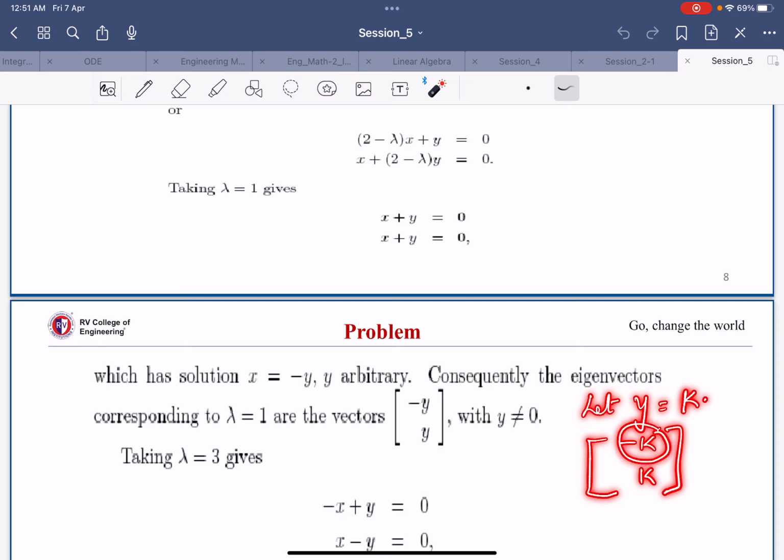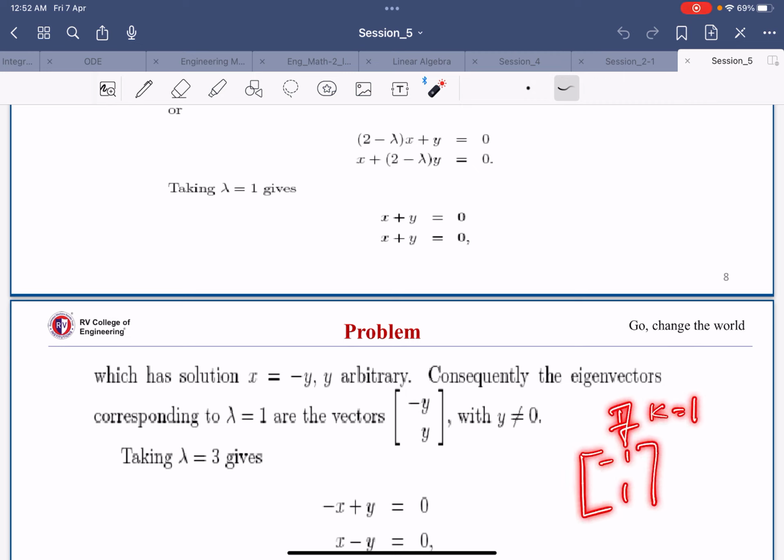I got minus k here because x is equal to minus y, and I have considered y as k. So if x is minus k, y will be k. So minus k comma k is the eigenvector corresponding to lambda is equal to 1. So if I take k is equal to 1, say, minus 1, 1 is one of the eigenvectors corresponding to lambda is equal to 1.